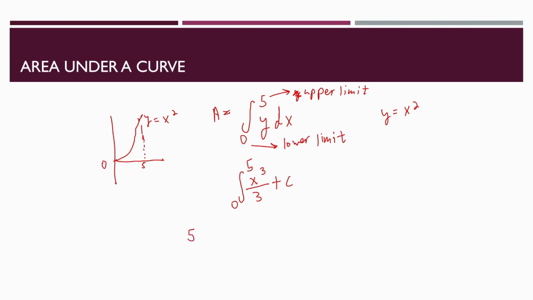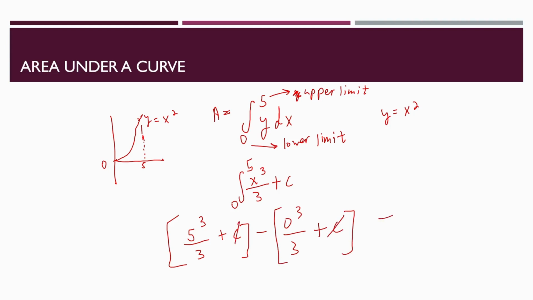So let's say 5 cube over 3 plus c minus, the c's will always cancel out in these types of questions, so you don't really have to write this when you have a limit defined. So 0 cube over 3 plus c. So you can see that the c's will cancel out and this is going to be negative c. So you get 5 cube over 3 as your final answer. This is going to be your answer.